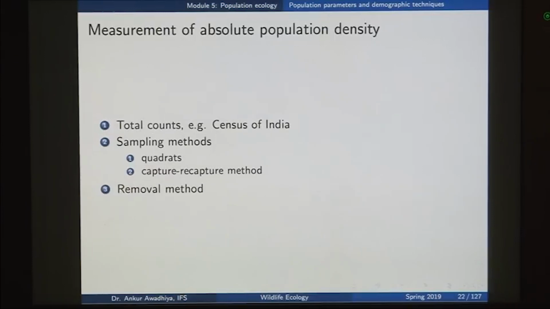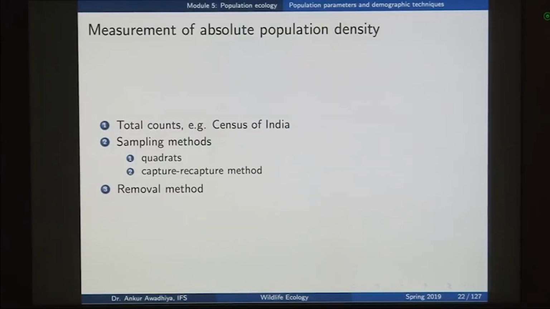When we talk about the absolute densities, we can measure absolute densities in 3 methods. The first one is total count. Total count is you go and measure each and every organism. So, for instance, census of India is a total count. So, the census officials will go to every household and ask how many males are there, how many females are there, how many children are there, and so on. The second method is a sampling method.